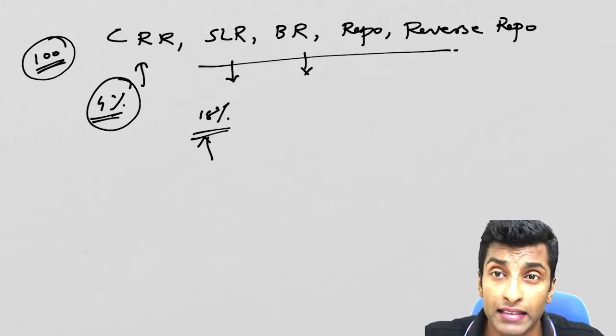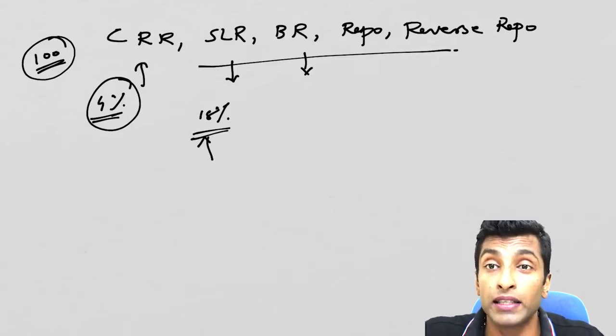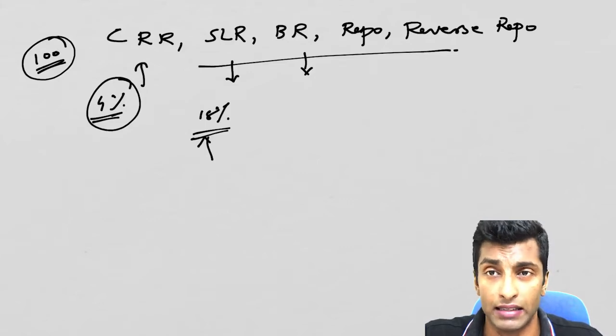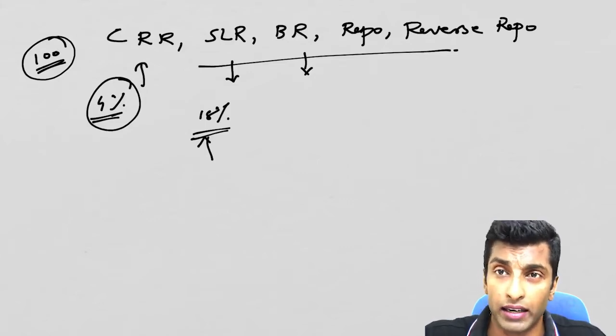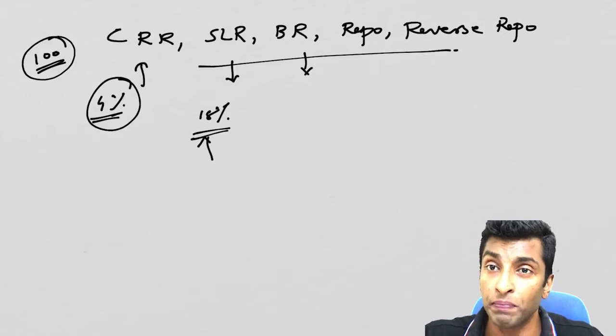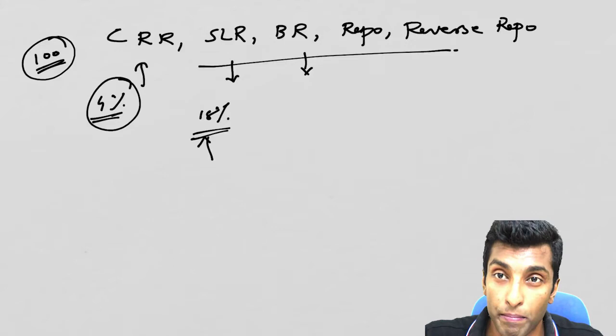Then bank rate we have discussed. Under bank rate, banks can borrow from RBI by pledging what? By pledging first class securities. And I've told you examples: commercial paper, commercial bill, etc. You can watch the videos and you will understand in detail. I'm not explaining too much here. So by pledging first class securities you can borrow under the bank rate.